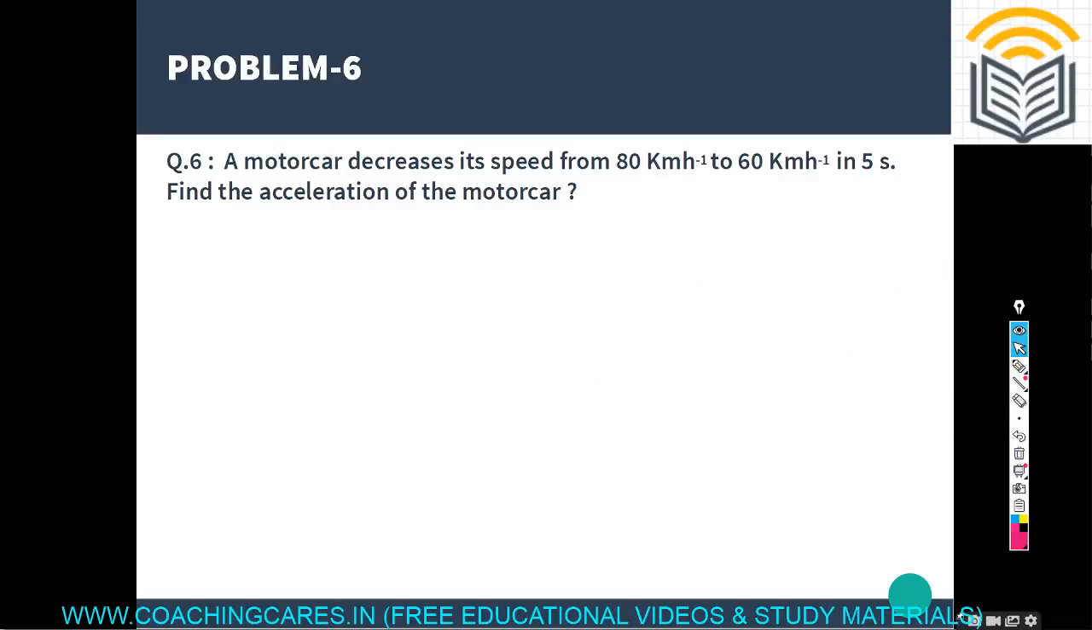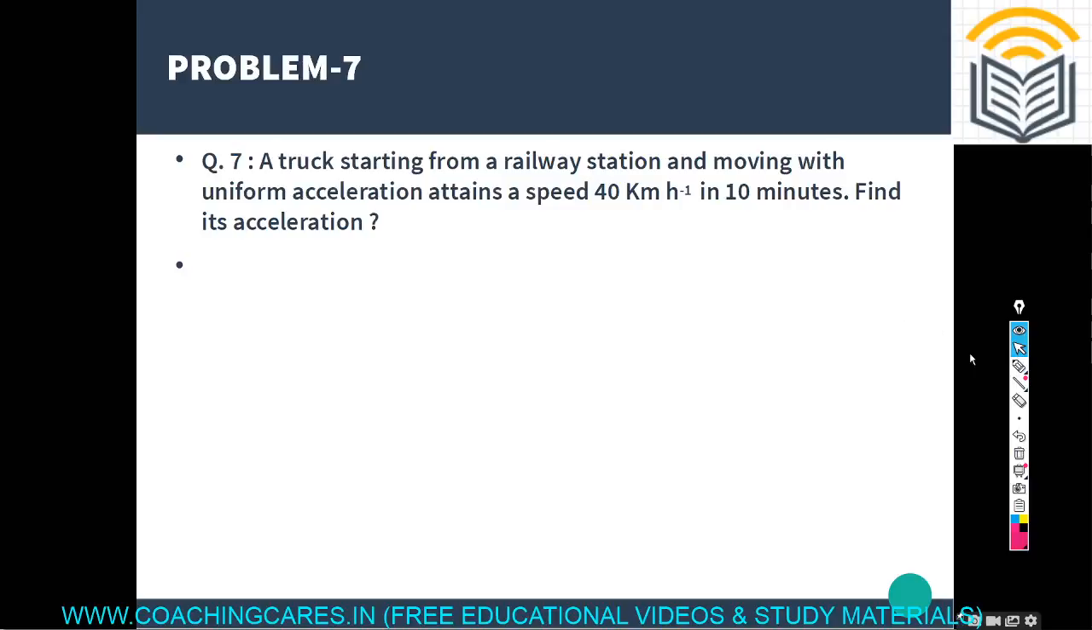Now let us take another problem. A truck starting from a railway station and moving with a uniform acceleration attains a speed of 40 km per hour in 10 minutes. Find out the acceleration. So the truck is at rest at the initial position, so its initial velocity u is equal to 0, v is given as 40 kilometers per hour, and time t is given as 10 minutes.